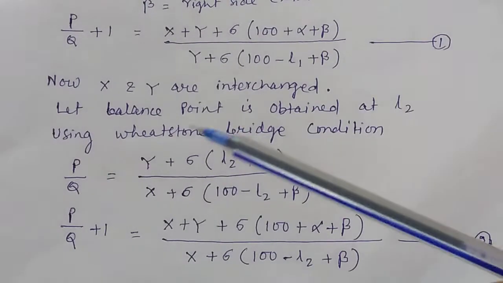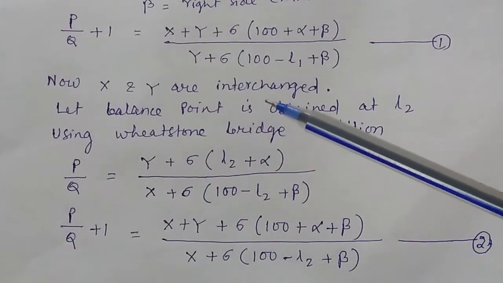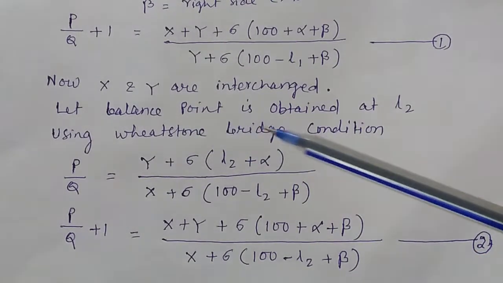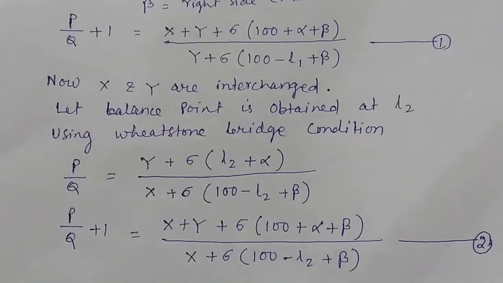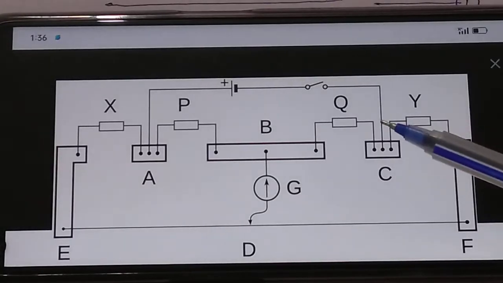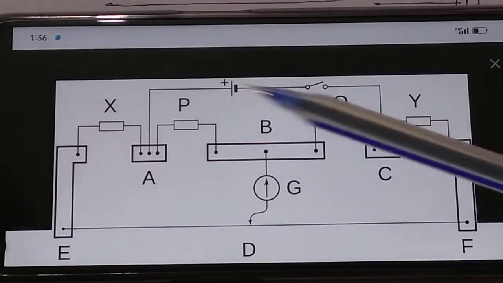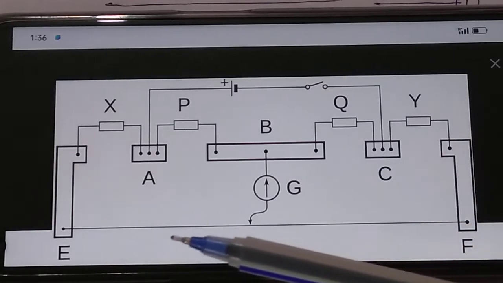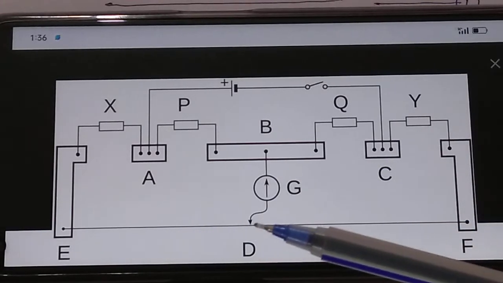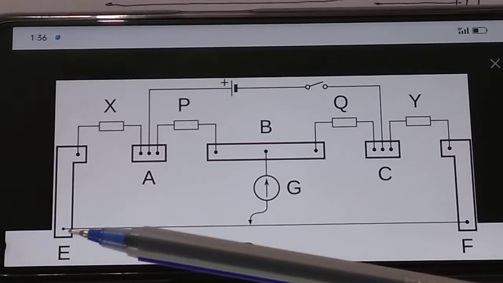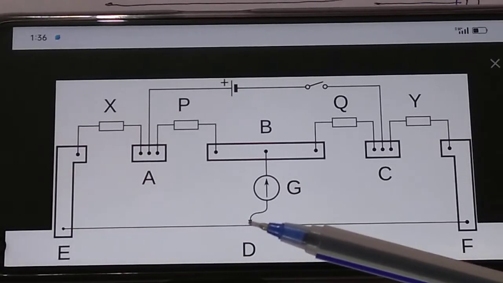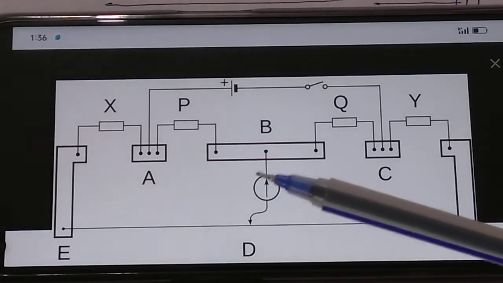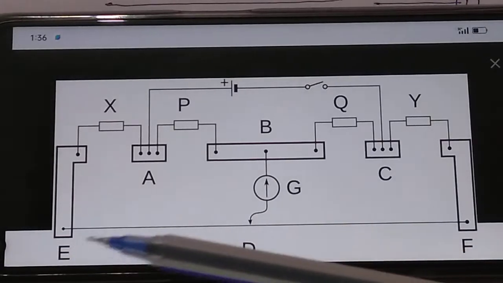Now what you do is exchange X and Y, you interchange X and Y. Suppose the balance point is obtained at L2. So you take Y to this side and X to this side. Then the balance point will be obtained somewhere here or here, and this length from E to the point on the jockey where you get the reading in the galvanometer equal to 0 will now be equal to L2.